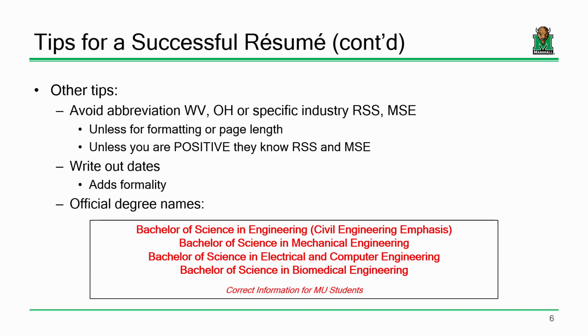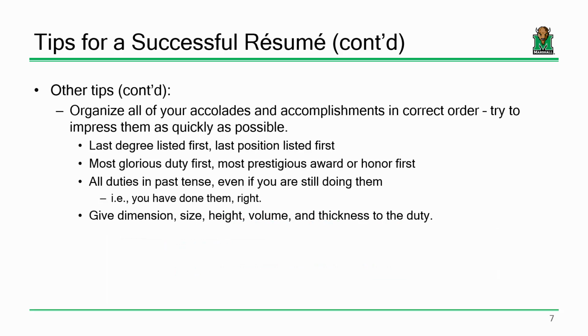Write out your dates. So today's date would be, for lecture on Thursday, 01/16/2020. I would actually write it out. It adds some formality. For your degree, make sure that you're fully spelling out the name of the degree in your education section. It adds some formality to your documents. I have here this box. These are the degrees in the engineering program at Marshall with the appropriate verbiage, so make sure you use that.